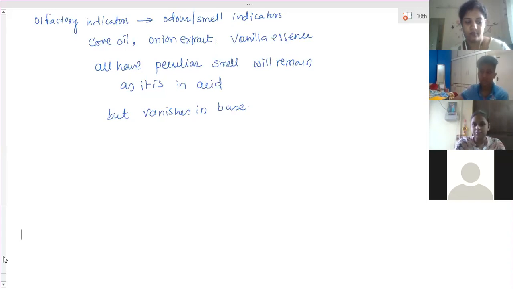Acids show acidic properties only when they dissociate to form free H plus ions, and bases show basic properties when they form OH minus ions. So an acid's acidic properties are completely dependent on free hydronium ions, that is H plus ions. Whichever substance gives out free H plus ions shows acidic properties.